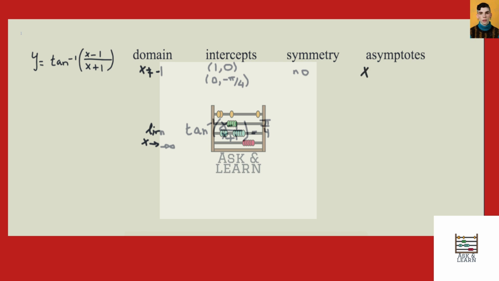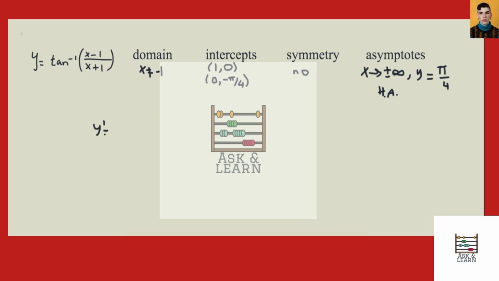So as x approaches plus or minus infinity, we see that y has an asymptote at π/4. And remember, this is a horizontal asymptote. And now we can look at our first derivative to look for increasing and decreasing intervals to see if we have a min or max.